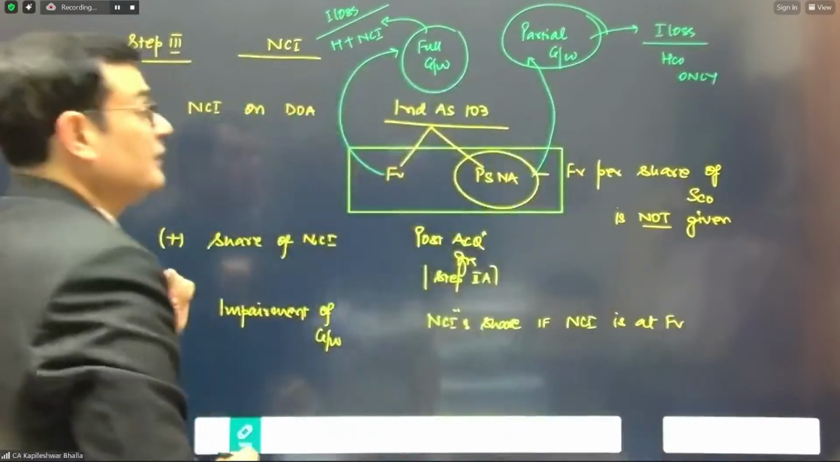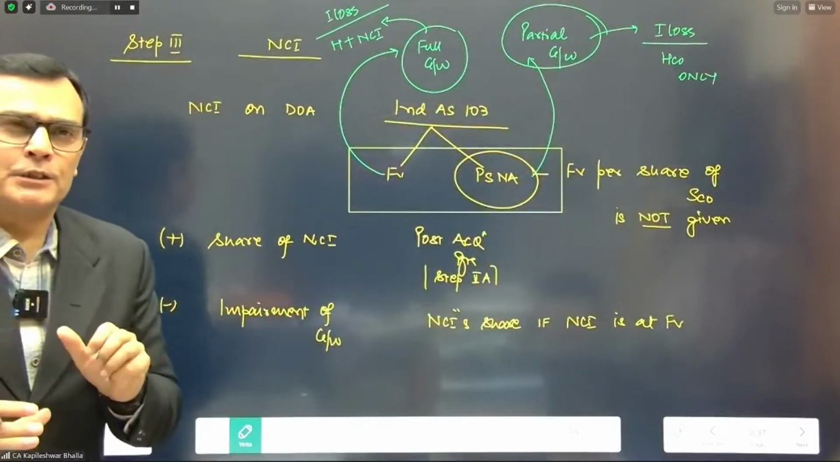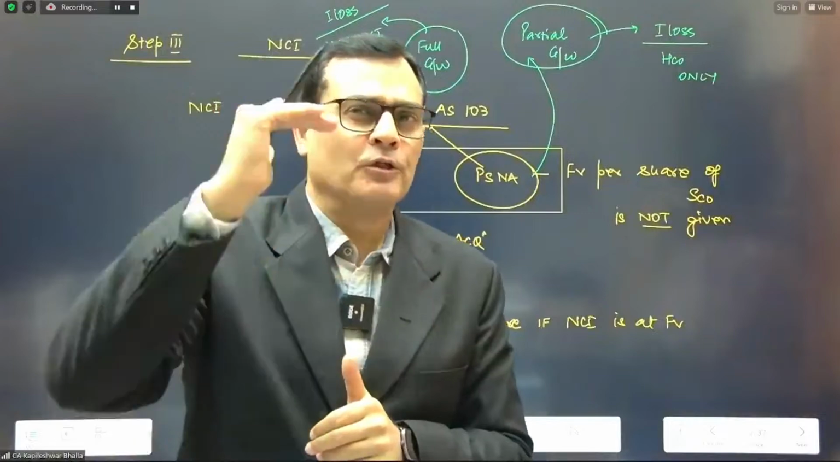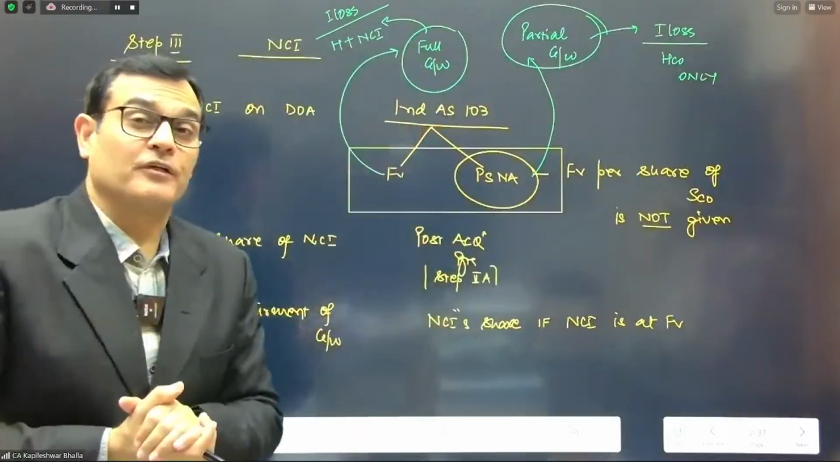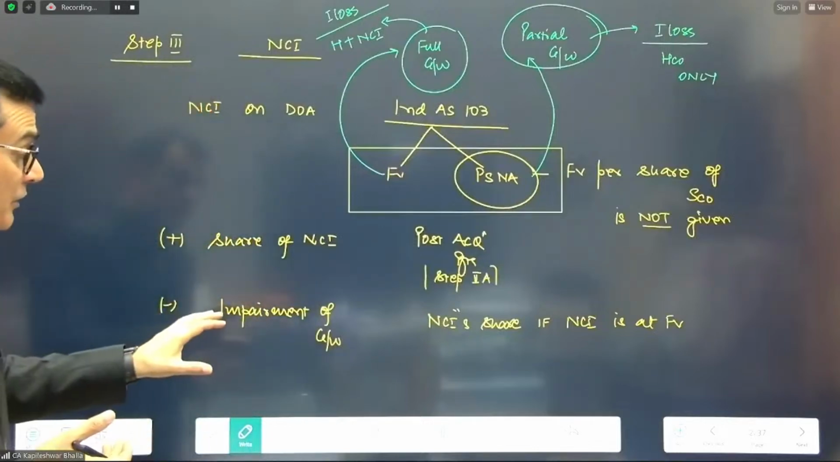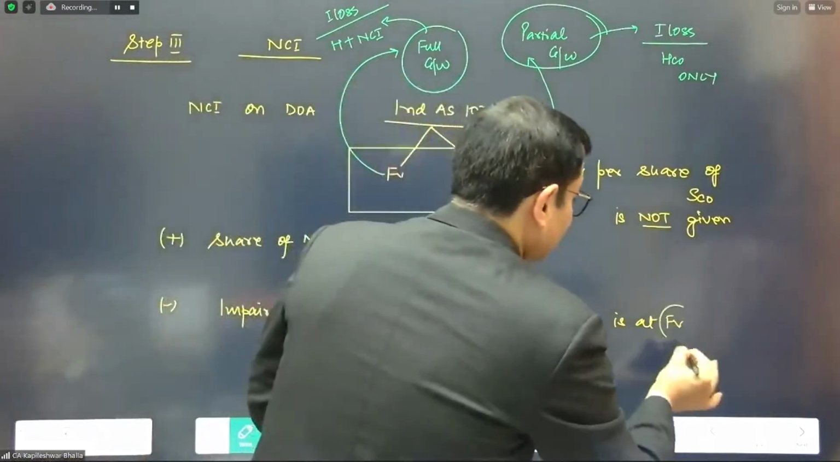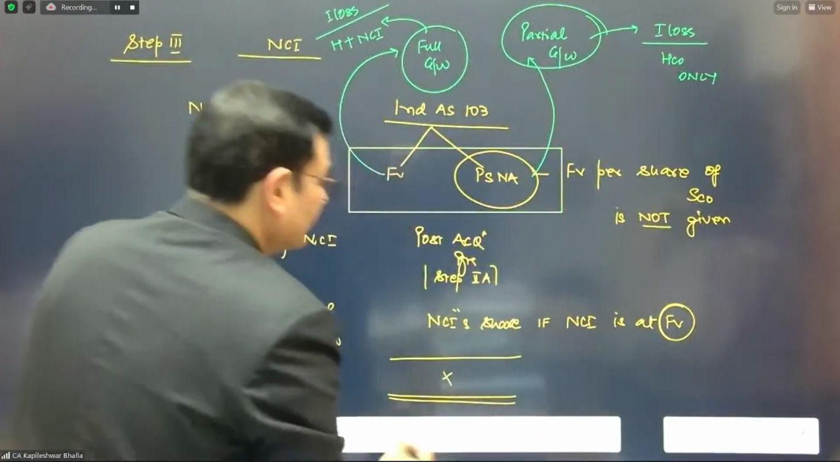If the NCI is at a fair value, your mind should be working very sharp in terms of what is to be done at each stage. At every step, your focus points need to be clear. Your focus: NCI is at fair value or PASNA. You decide if goodwill is full or partial, and you need to reduce the goodwill impairment only if the NCI is taken at a fair value, and that's how you're going to get the NCI on the date of acquisition.